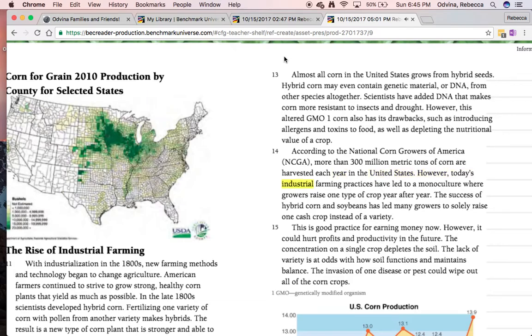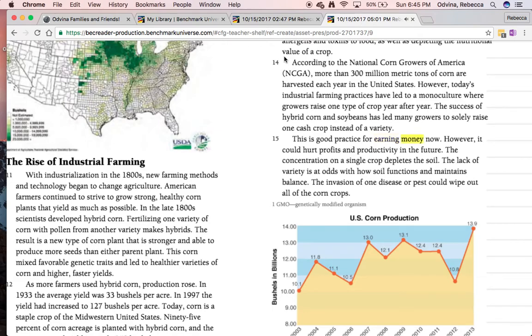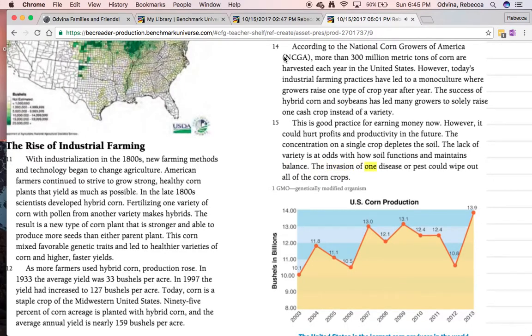However, today's industrial farming practices have led to a monoculture where growers raise one type of crop year after year. The success of hybrid corn and soybeans has led many growers to solely raise one cash crop instead of a variety. This is good practice for earning money now. However, it could hurt profits and productivity in the future. The concentration on a single crop depletes the soil. The lack of variety is at odds with how soil functions and maintains balance. The invasion of one disease or pest could wipe out all of the corn crops.